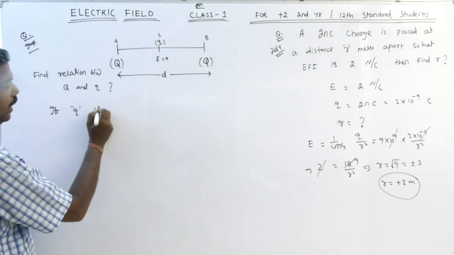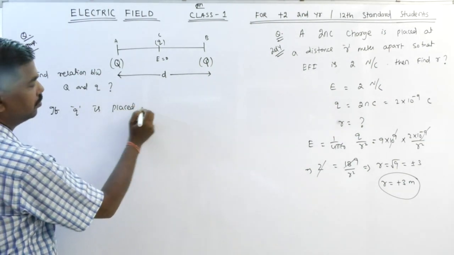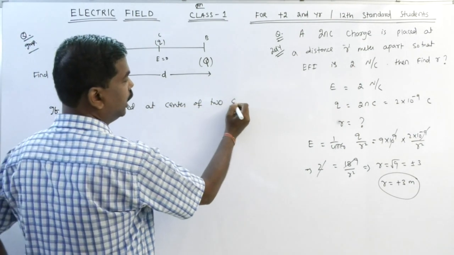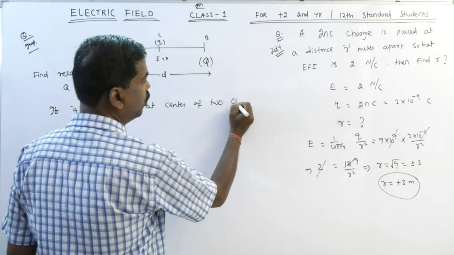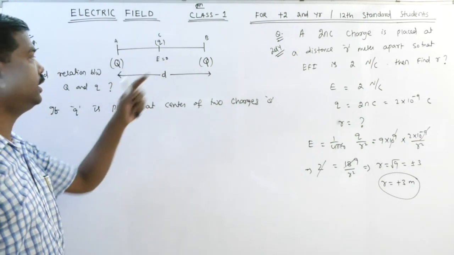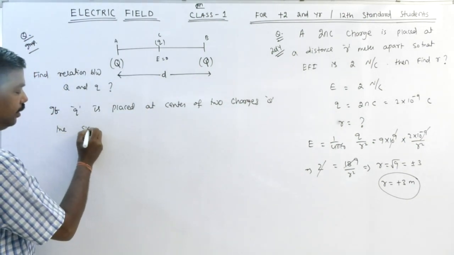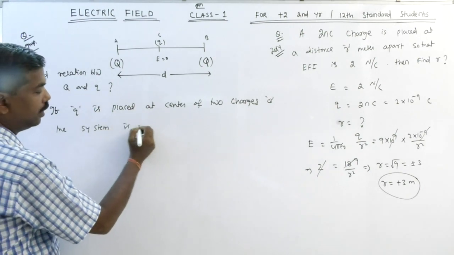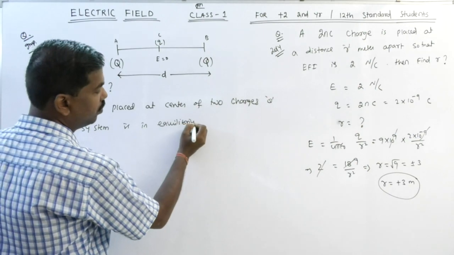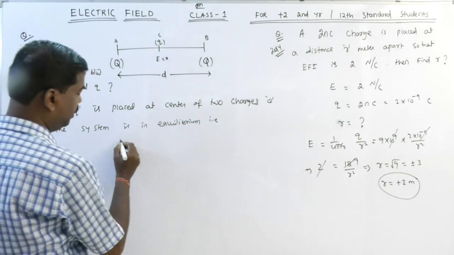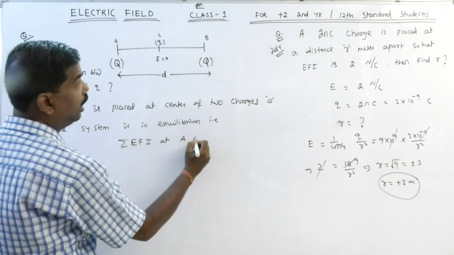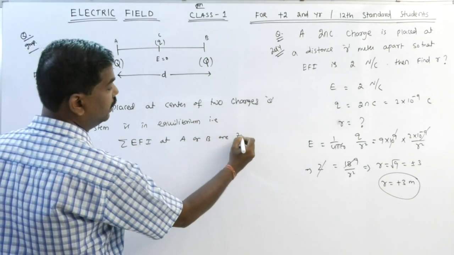A small q is placed at the center of two charges, capital Q, two charges capital Q, then the system is in equilibrium. That is, net electric field intensity at A or B are zero.